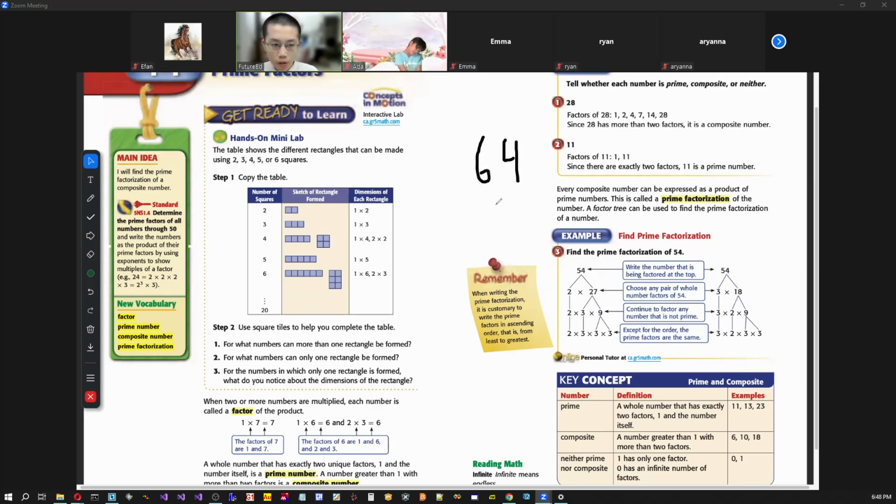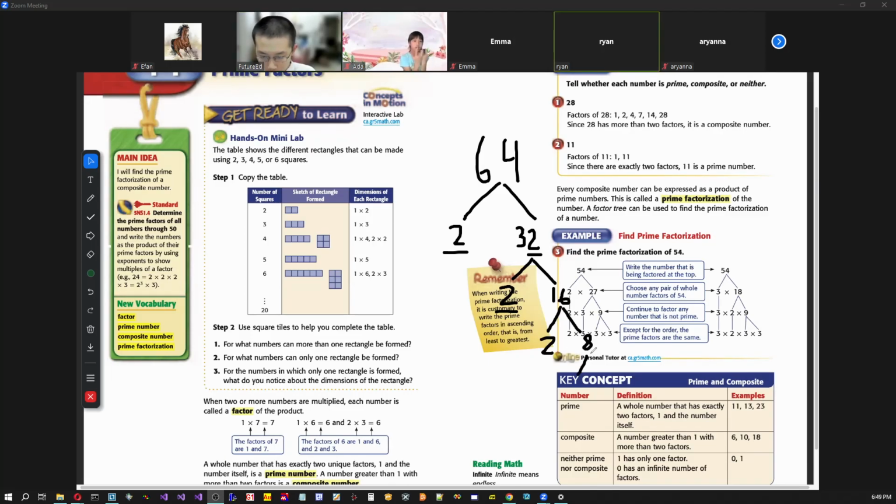Ryan, what's the first step to factoring 64? The first one is 2, so you can divide 64 by 2, and then the other one is 32. Okay, so 2, I'm pretty sure we've already checked, is a prime number, right? So it just ends over there. What about 32? For 32, the first factor 2, the second factor 16. For 16, the first factor 2, the second factor 8, and for 8, the first factor 2, and the second factor 4, and for 4, first factor 2, and the second also 2.